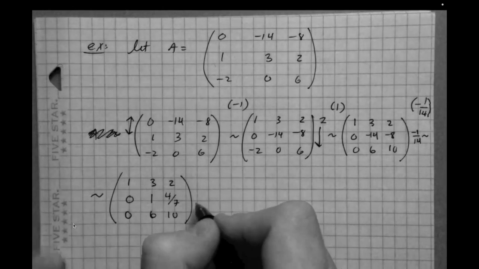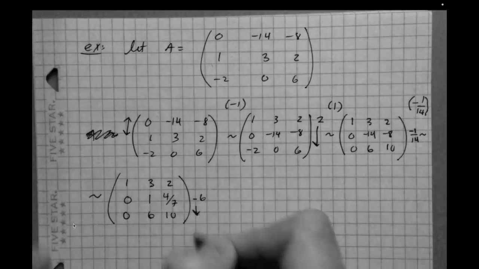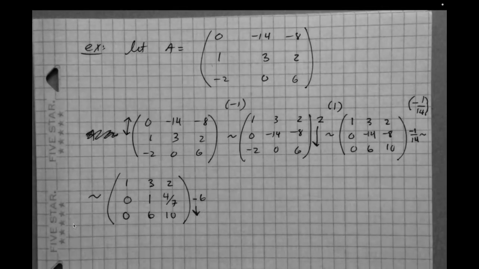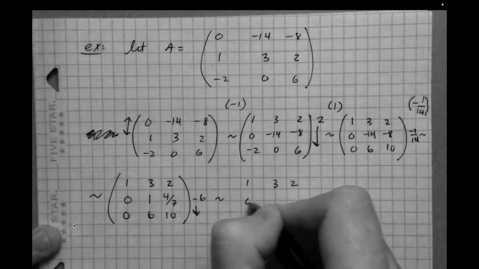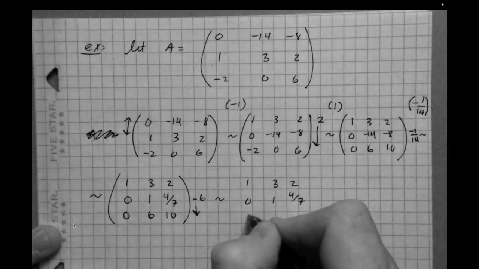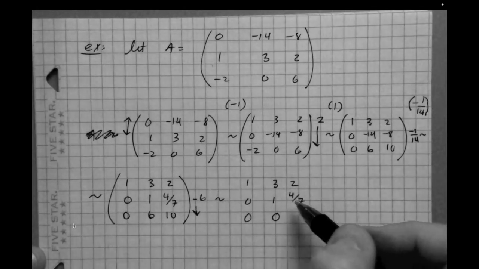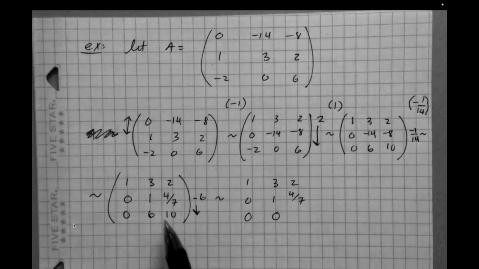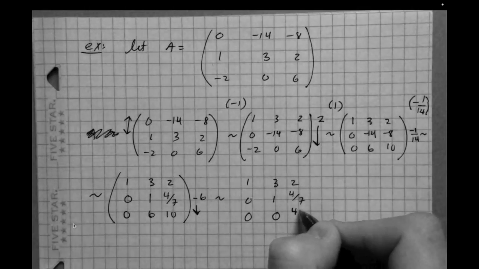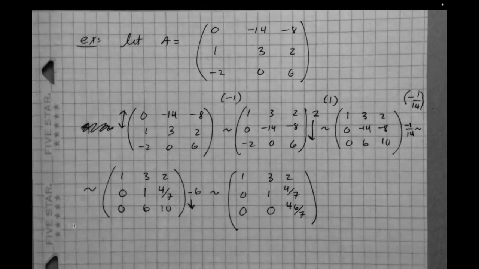Okay, and the next one I get for free, which is I'm going to multiply -6 by row 2 and add that to row 3, and that's going to become the new row 3. So I go 1, 3, 2, 0, 1, 4 sevenths, and then 0, 0, and then what do I have here? I've got 6 times 4 is 24 over 7, and so adding 10 to that, I get 46 over 7. So pause and confirm that calculation, but that's what you get.